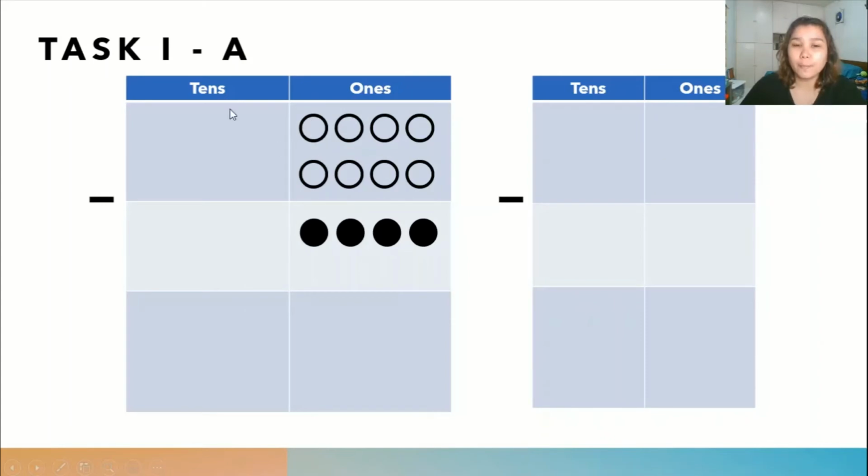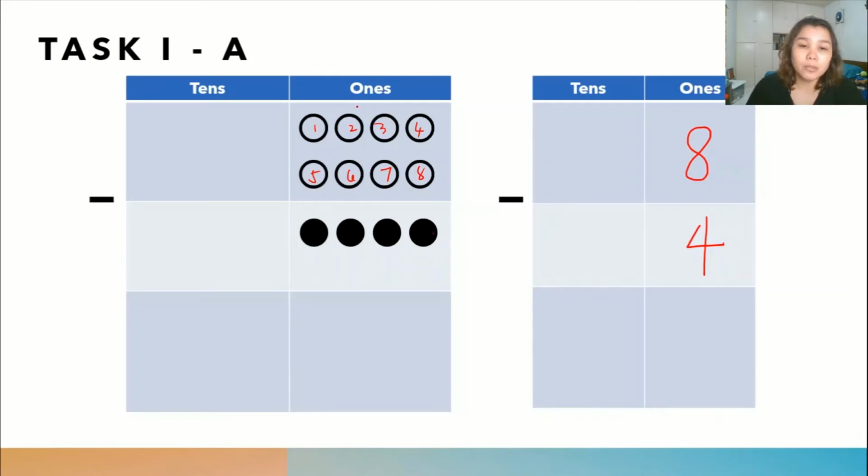So 1, 2, 3, 4, 5, 6, 7, 8. So for the minuend, we have 8. And then 1, 2, 3, 4. We have 4 for the subtrahend. So we now have the subtraction sentence, minuend and subtrahend, which is 8 minus 4. So what do we do? So 1, 2, 3, 4.